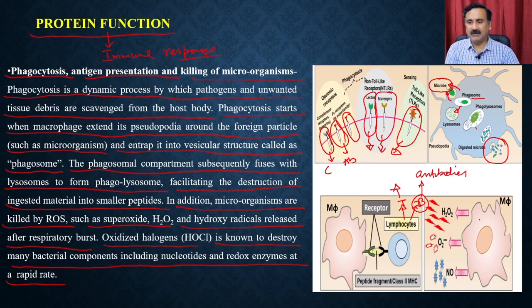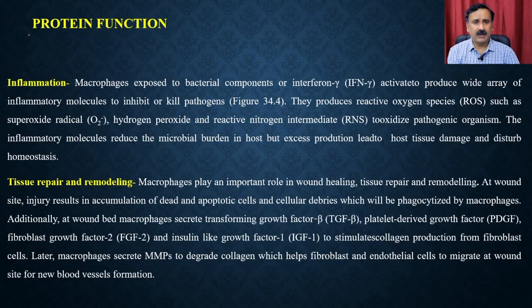Apart from that, the macrophages in response to these particular events can also secrete different types of cytolytic enzymes or cytolytic chemicals, for example, hydrogen peroxide, superoxide radicals or nitric oxide, and all these are antimicrobial in nature, so they are going to clear up the infections. Apart from that, proteins are also involved in inflammation as well as tissue repair. So inflammation is required because inflammation is like the swelling of that particular area, right?